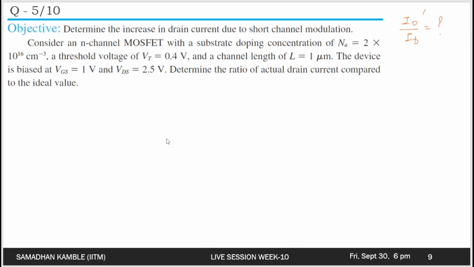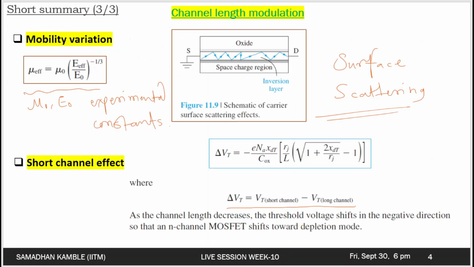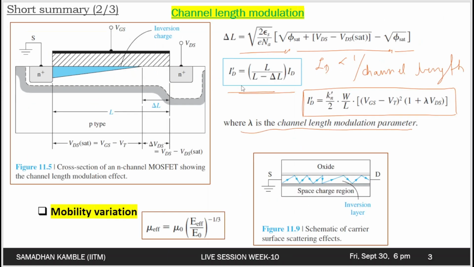So for that, we know that the expression that we have shown in the summary slide here is that ID prime is nothing but L by L minus delta L, times the actual ID. So we need to determine delta L first. We can use this particular expression for that.